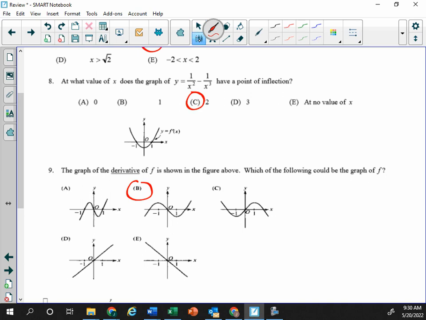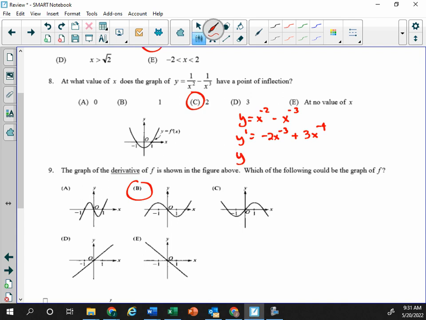Did you get that there were 2 places that it had a point of inflection? Or were you just not sure on this one? Just not sure? Okay. Yeah, I got it. So for 8, I'm going to rewrite this. So first derivative would be negative 2x to the negative 3 plus 3x to the negative 4. Are you okay with that?